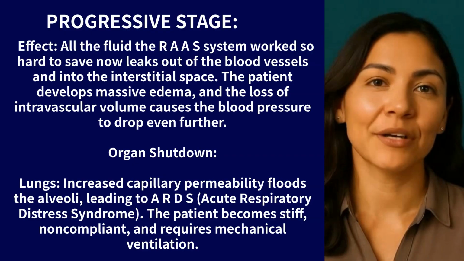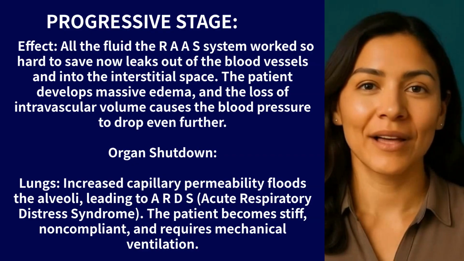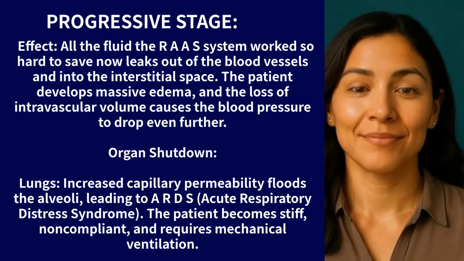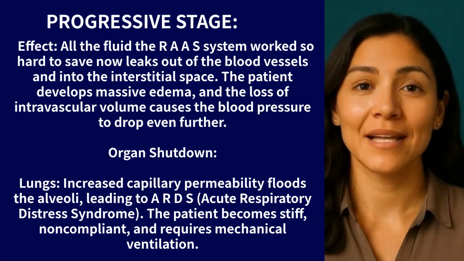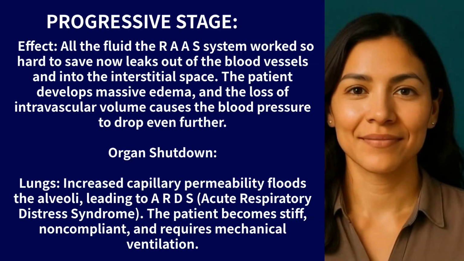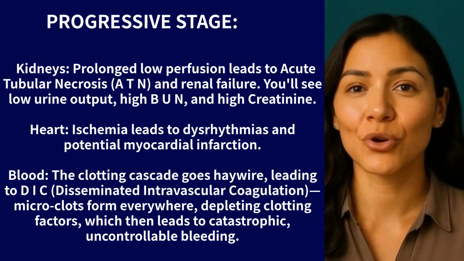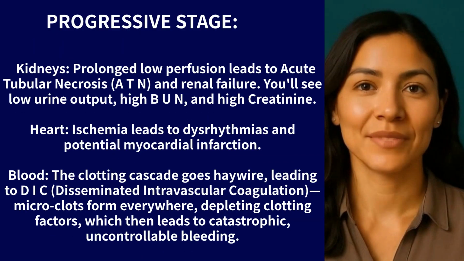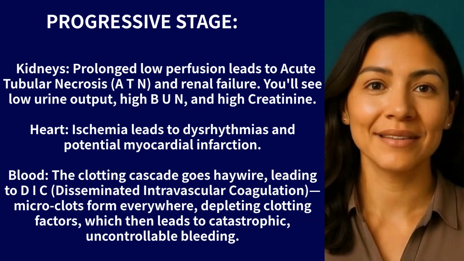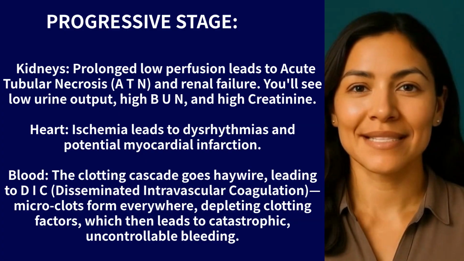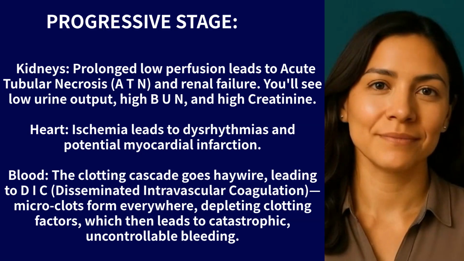Organ shutdown. Lungs. Increased capillary permeability floods the alveoli, leading to ARDS, acute respiratory distress syndrome. The patient becomes stiff, non-compliant, and requires mechanical ventilation. Kidneys. Prolonged low perfusion leads to acute tubular necrosis, ATN, and renal failure. You'll see low urine output, high BUN, and high creatinine. Heart. Ischemia leads to dysrhythmias and potential myocardial infarction.